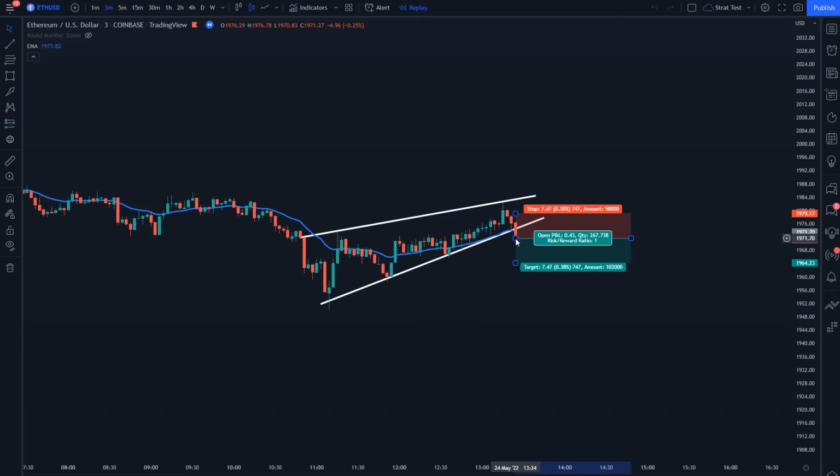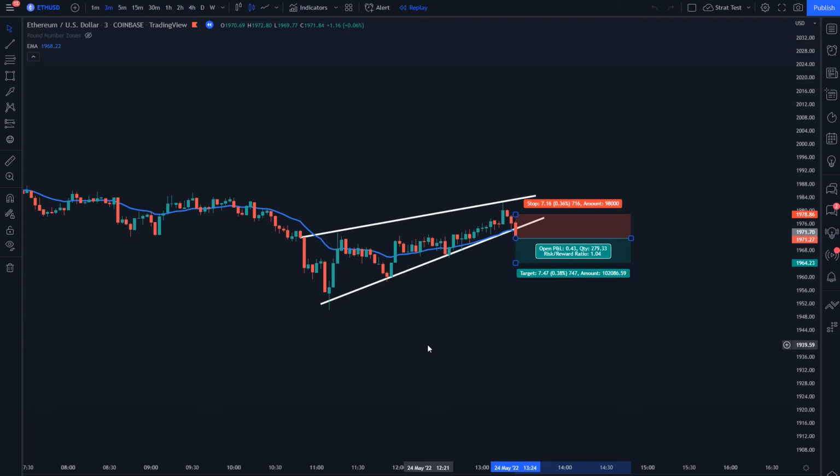The stop loss I set somewhat about 20 to 30% of the flag's height. If you want to be more on the safe side, you can use the full height of the flag, but that's up to you. Okay, now for taking profit.